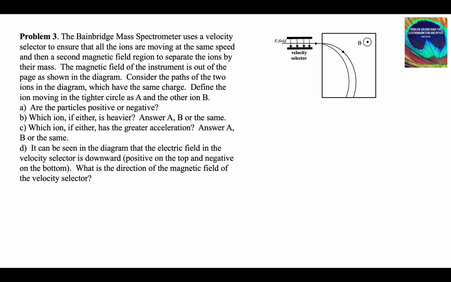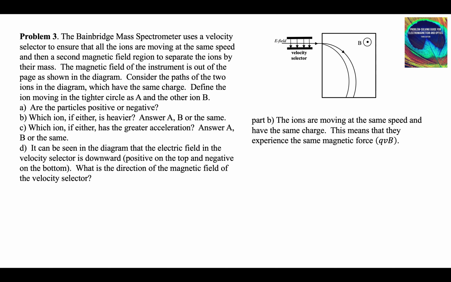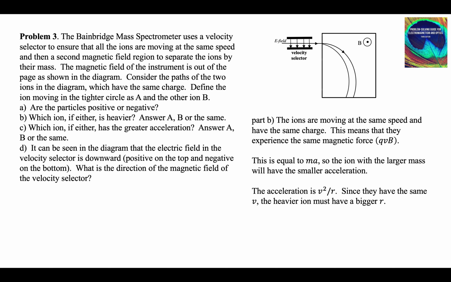Part B, which ion is heavier? Well, they're moving the same speed. They experience the same force. F is equal to ma. The larger mass will have the smaller acceleration because m times a is constant. The acceleration is v squared over r. Since they have the same v, the heavier ion must have the bigger r. And of course, you can just say that right away. It makes sense that the heavier ion is going to be traveling in a bigger arc than the smaller mass ion. So B is the heavier ion.